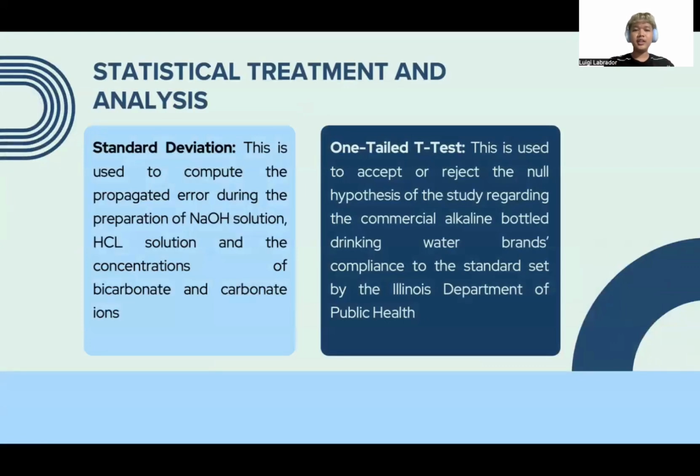We use the standard deviation, a descriptive statistic, to compute the propagated error during the preparation of the sodium hydroxide solution, the hydrochloric acid solution, and also when computing for the concentration of the bicarbonate and carbonate ions. After using all of that, we then use the one-tailed t-test to accept or reject the null hypothesis of the study regarding the commercial alkaline bottled drinking water brands' compliance to the standard set by the Illinois Department of Public Health.